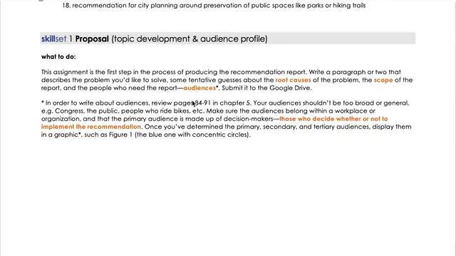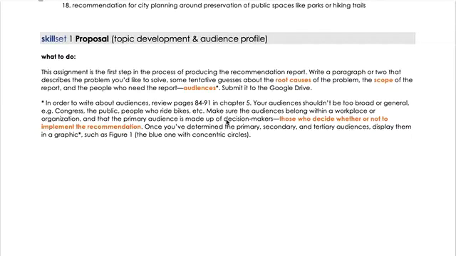Okay, I say a little bit more about audience profiling down here. Reading pages 84 through 91 in chapter 5 will really help you. It will take you through some steps of how to profile your audience and the types of things that you should think about. One of the most important things is that your audience should not be general. Please don't say your audience will be the public, general people, people who drive. That is too broad. It's not specific enough.